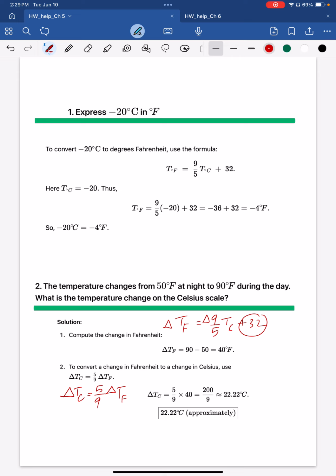Okay, so when you do that, you get 5 over 9 times the change in Fahrenheit is 40, and that gives you 22.22 Celsius approximately. If you were to consider significant figures, then the answer would only have two sig figures because each of these has only two sig figures. So the answer would be 22 Celsius if you consider the sig figures.